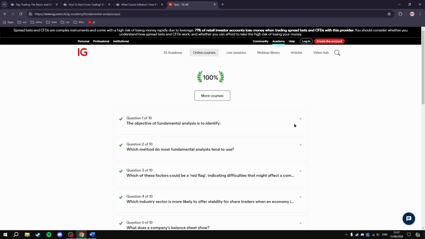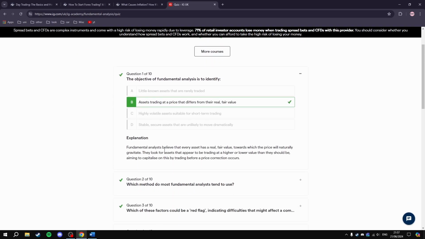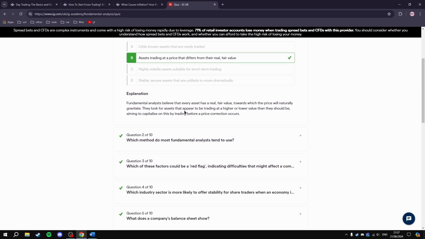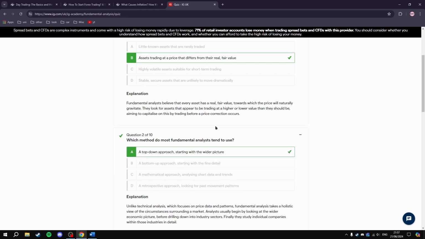Hey, nice. So, fundamental analysts believe that every asset has a real fair value towards which the price will naturally gravitate. They look for assets that appear to be trading at a higher or lower value than they should be, aiming to capitalize on this by trading before a price correction occurs.